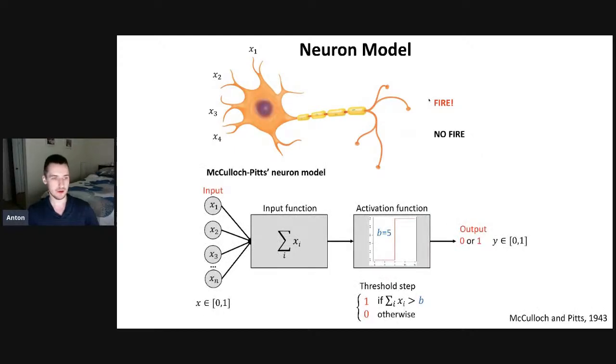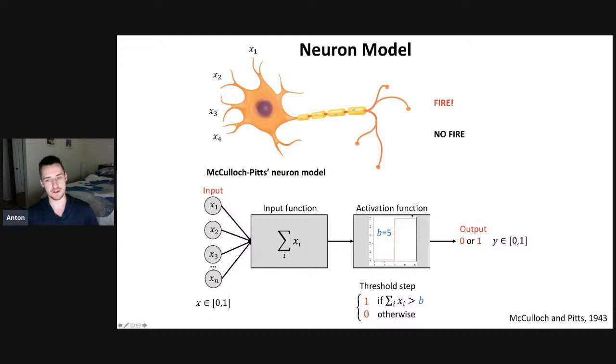So in 1943, McCulloch and Pitts came up with a very simple model of the neuron. So we have our inputs, x1, x2, x3, and xn, as many inputs as you want. Those inputs, according to their model, can only assume values 0 or 1. Then we have the so-called input function. That's kind of like our processor. It's basically how our neuron processes this input. It just sums up those inputs, right?